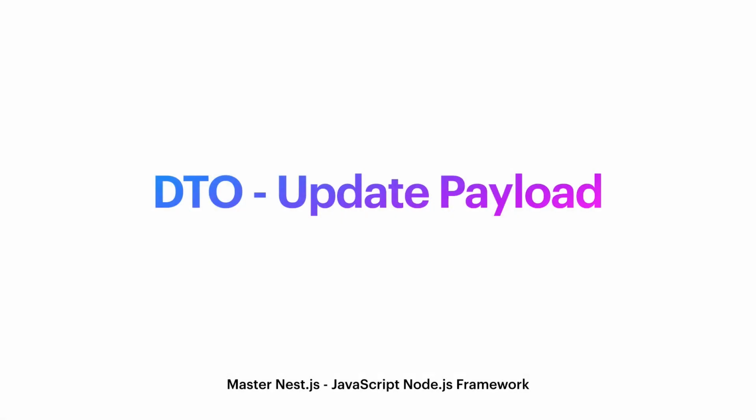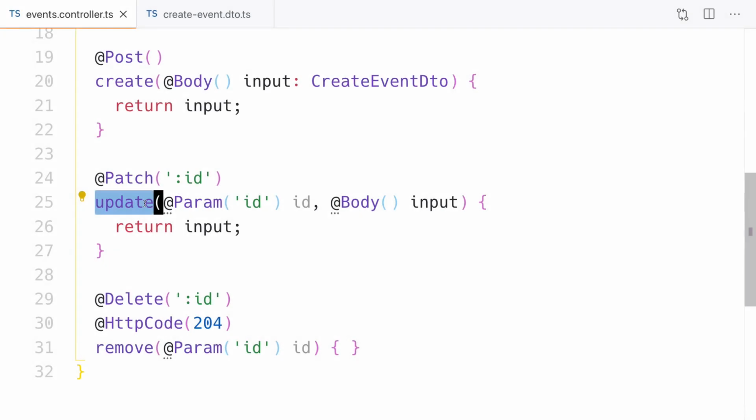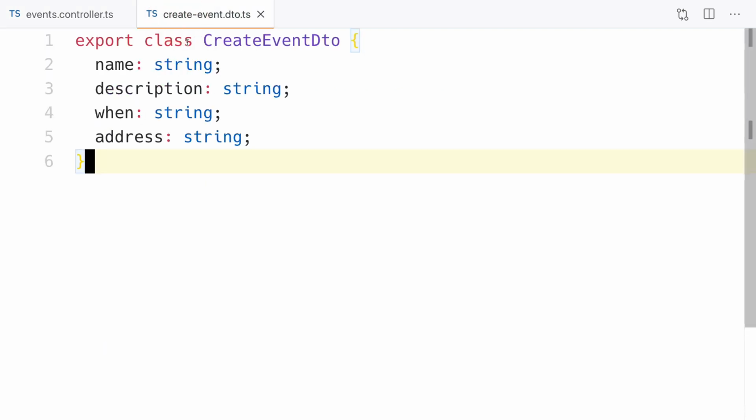This time we will cover the patch requests, so updating resources, focusing on the payload, specifically the different DTO object for update actions. So we want to be able to change some properties of an event, but we don't want to force people to send in the properties that don't need to change. The issue is our current DTO class has all the properties inside it mandatory.